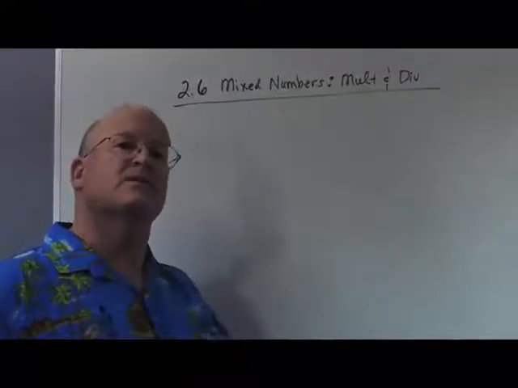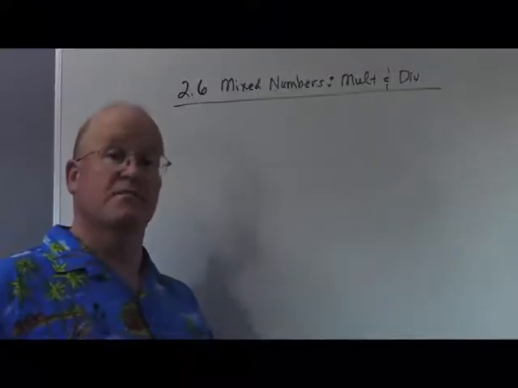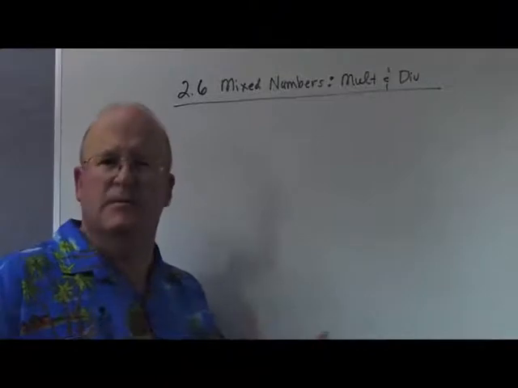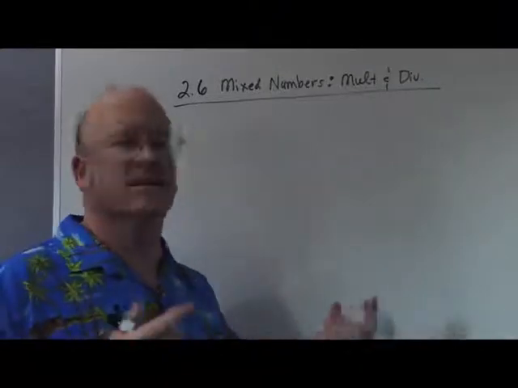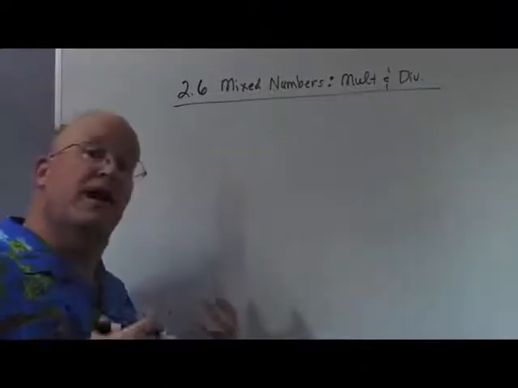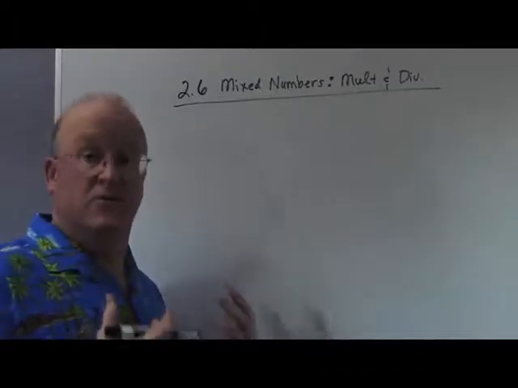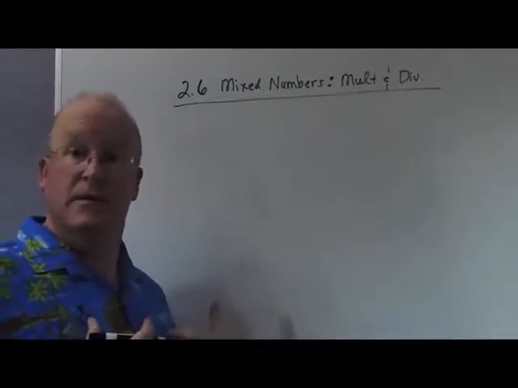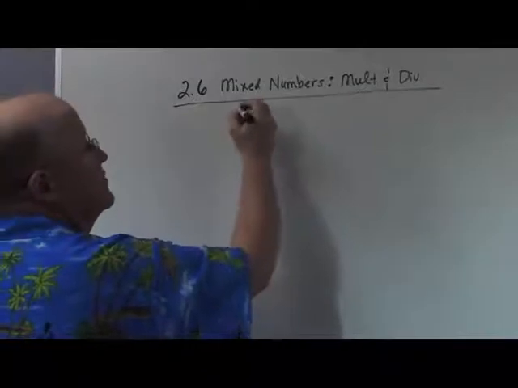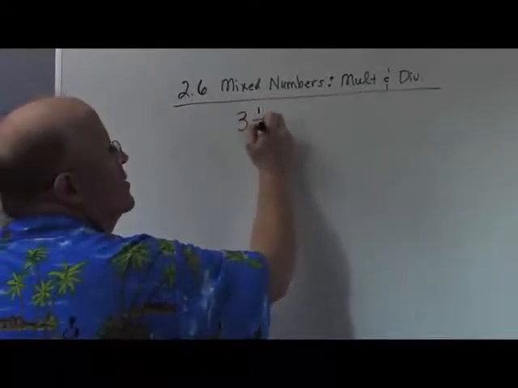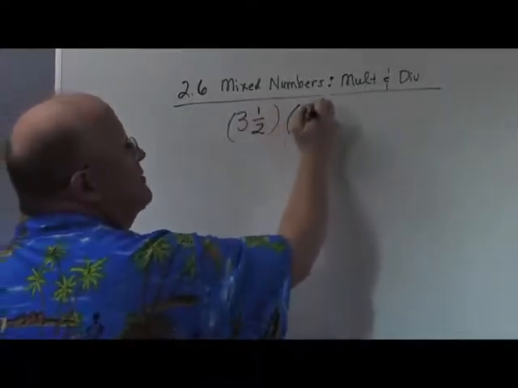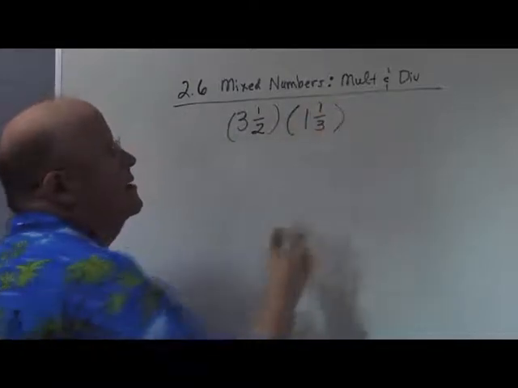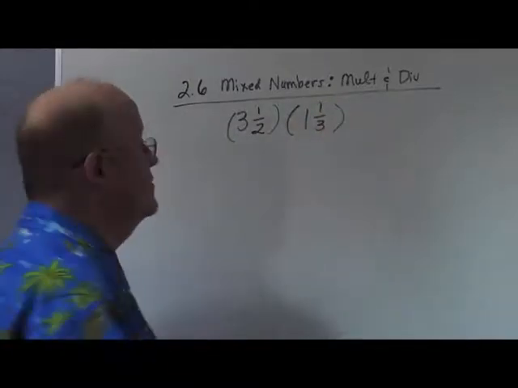I've already done some multiplication and division of mixed numbers in the last couple of videos, but let's formalize it here in this section. You cannot multiply and divide mixed numbers as they are. You need to convert them to improper fractions first. So if we have 3 1/2 being multiplied by 1 1/3, these would have to be changed to improper fractions first.